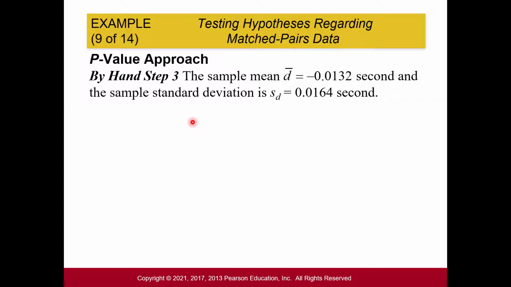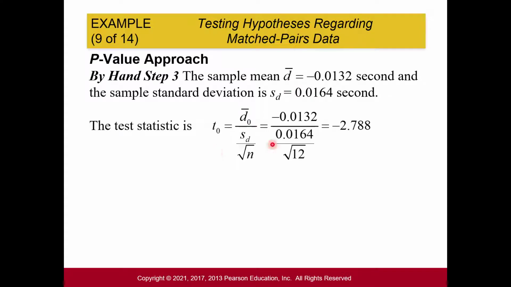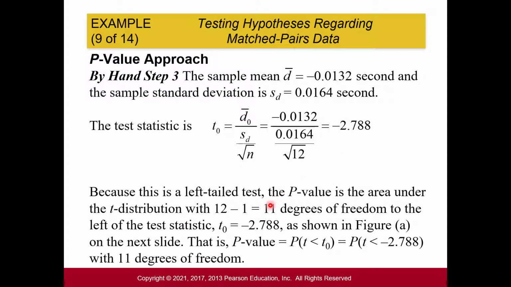So we'll do this one again using our p-value approach. And we still have d bar and S sub d. Our test statistic value is still negative 2.788. And now, because we are doing the left-tailed test, our p-value is the probability that t is less than our test statistic, okay, with 11 degrees of freedom.